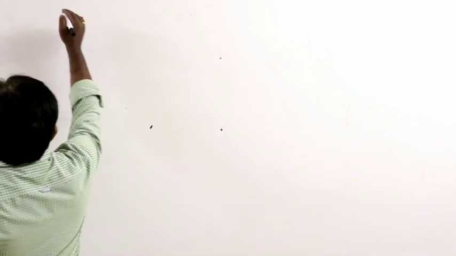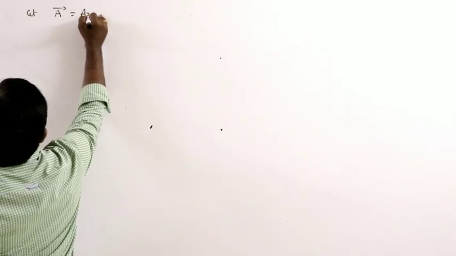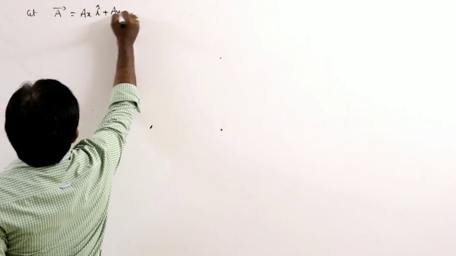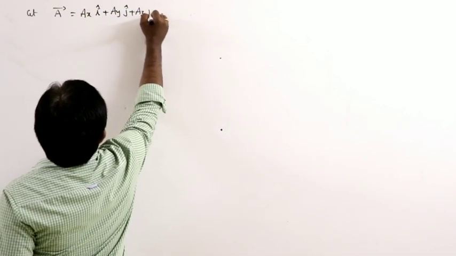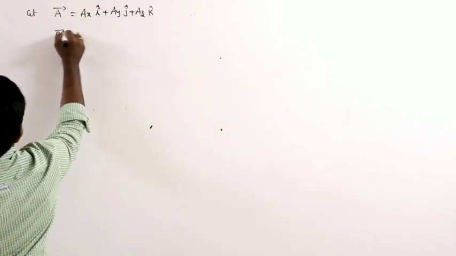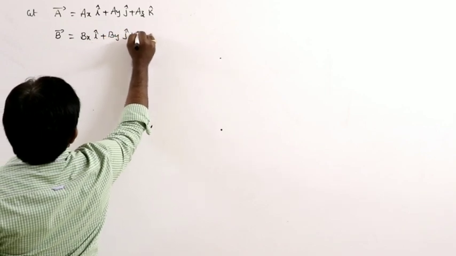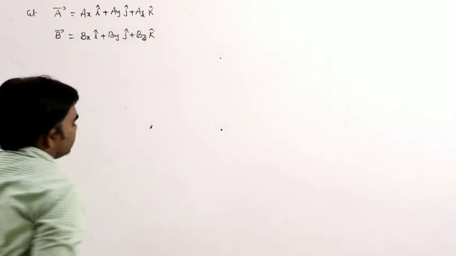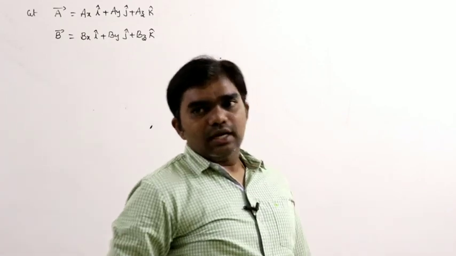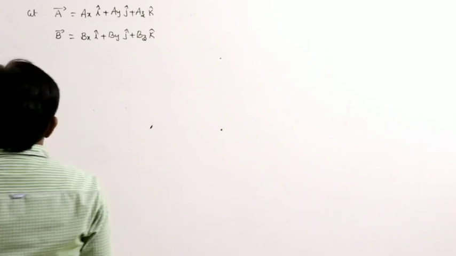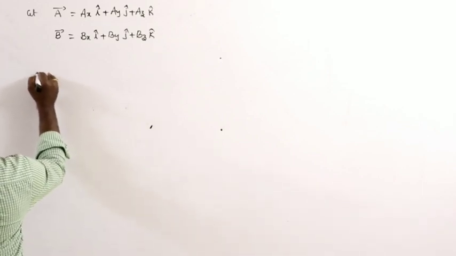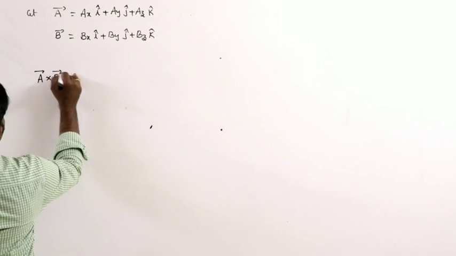So next, how can you find out the cross product of two vectors? So see here, let a bar equals ax i cap plus ay j cap plus az k cap, and b bar equals bx i cap plus by j cap plus bz k cap. If the two vectors are given like that, how can you calculate the cross product of these two? First, what we have to calculate? A bar cross B bar.